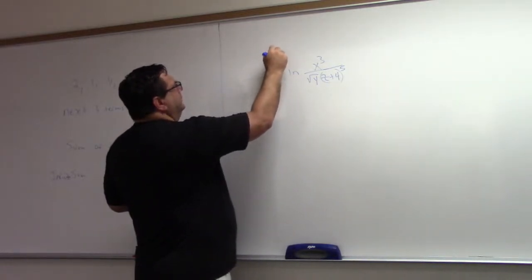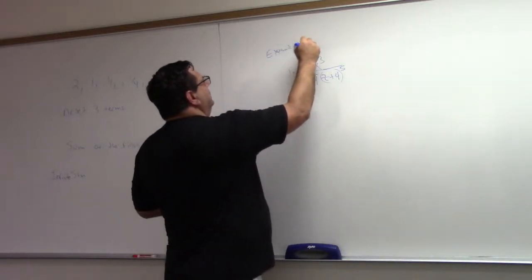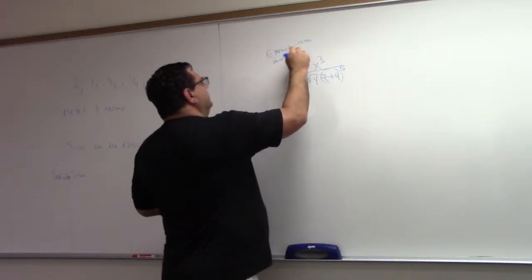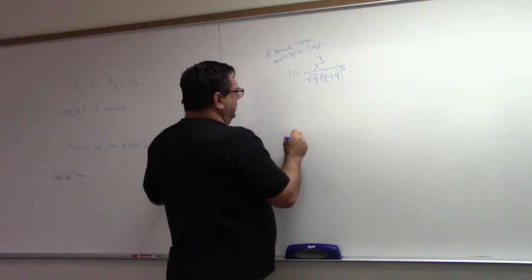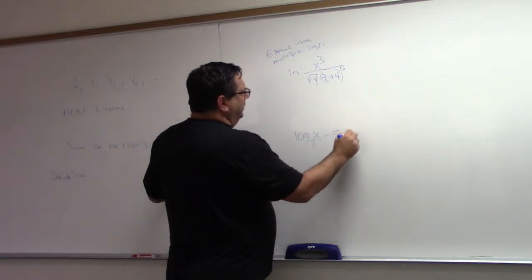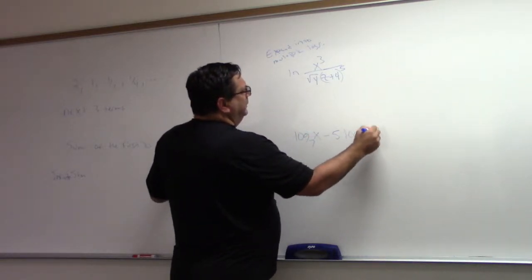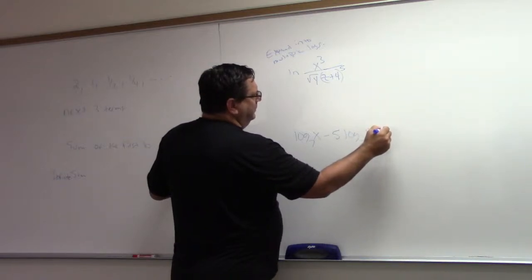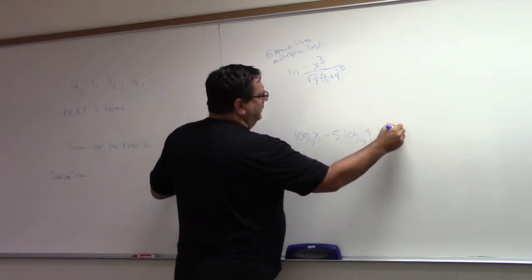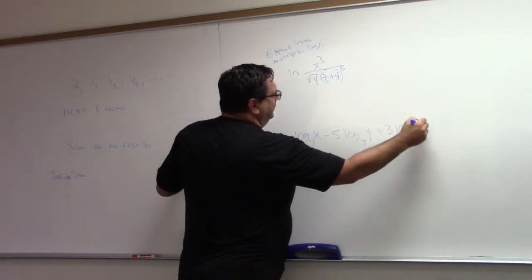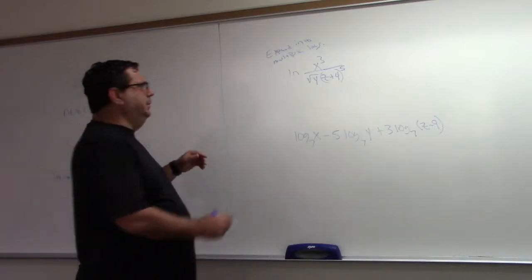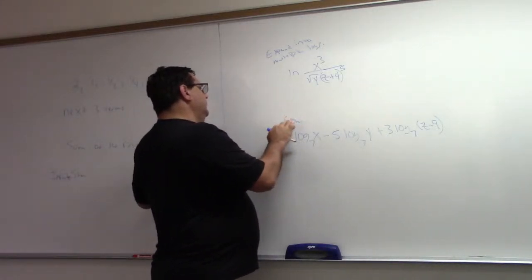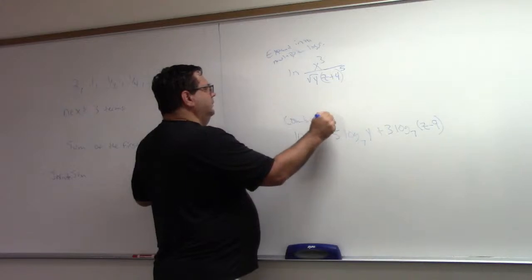So let's expand into multiple logarithms. All right. Then let's take log base 7 of x minus 5 log base 7 of y plus 3 log base 7 of z minus 9. And let's combine into one. Let's combine into one.